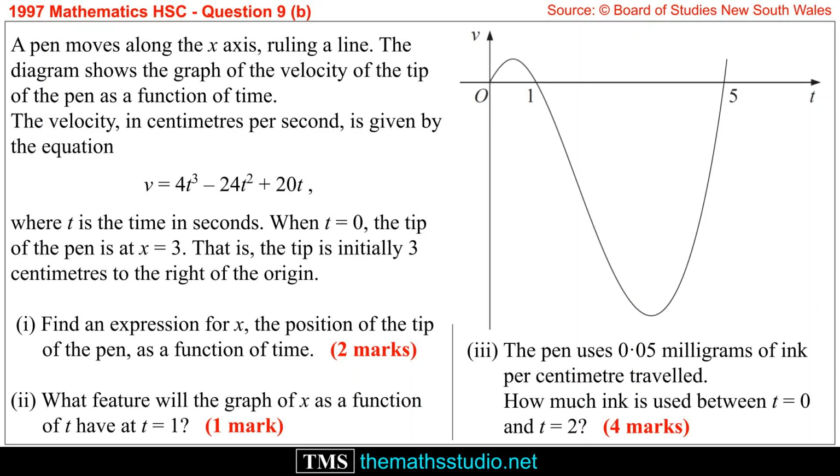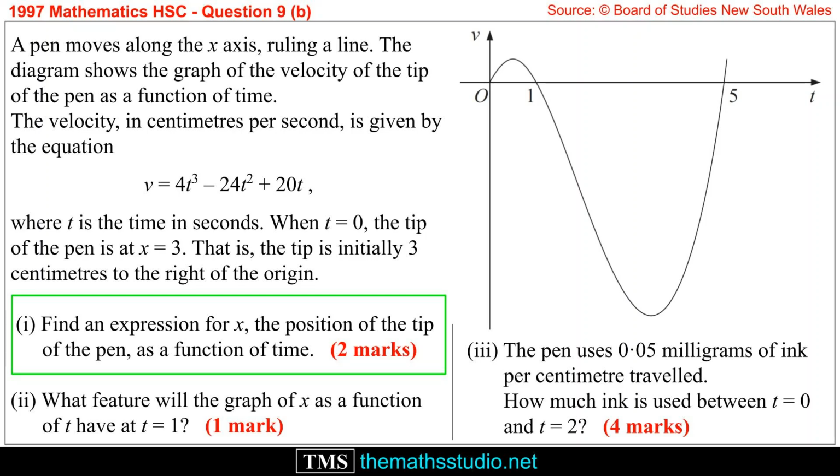When t equals 0, the tip of the pen is at x equals 3. That is, the tip is initially 3 centimeters to the right of the origin. Part 1. Find an expression for x, the position of the tip of the pen, as a function of time.